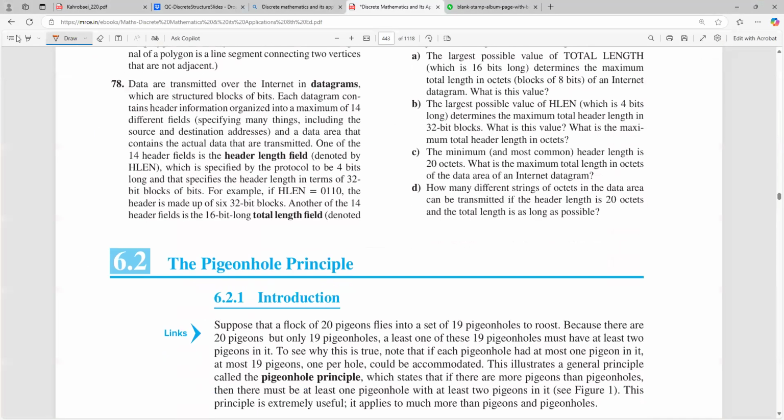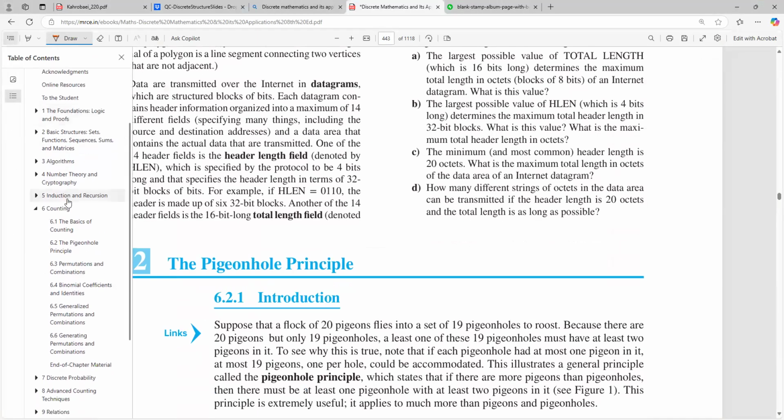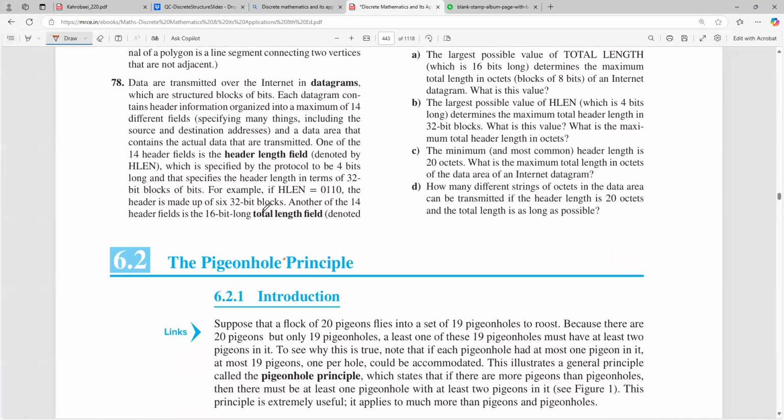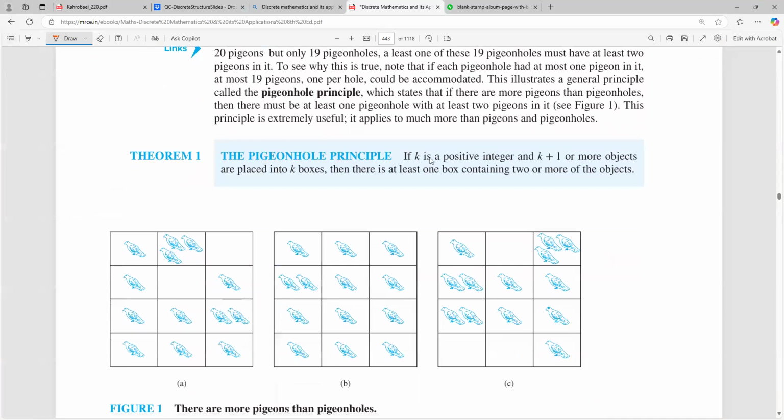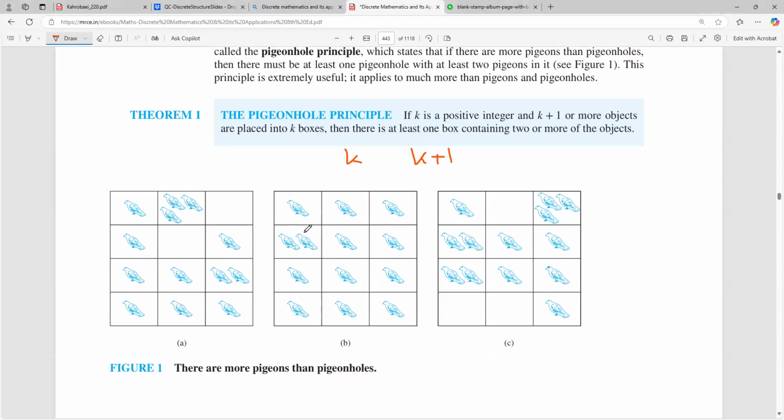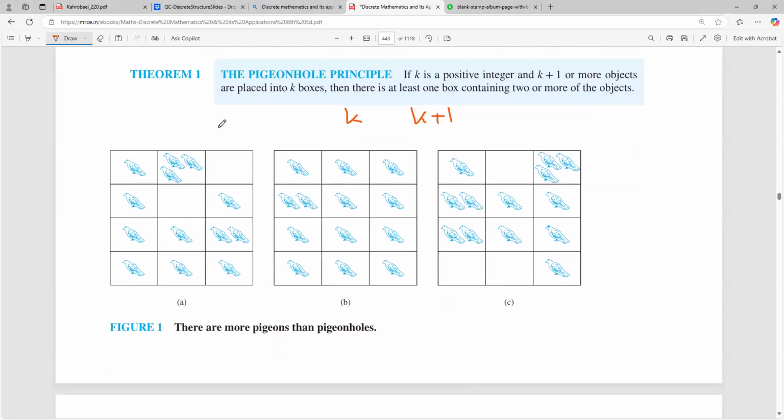Counting, pigeonhole principle. Okay, so the whole idea of the pigeonhole principle is if I have k boxes, and I have k plus 1 objects to place in these boxes, then there's gonna be at least one box that has multiple pigeons or multiple objects. So in this demonstration, we have k boxes and k plus 1 pigeons. You see in every case, there's at least one box that has multiple pigeons in it.